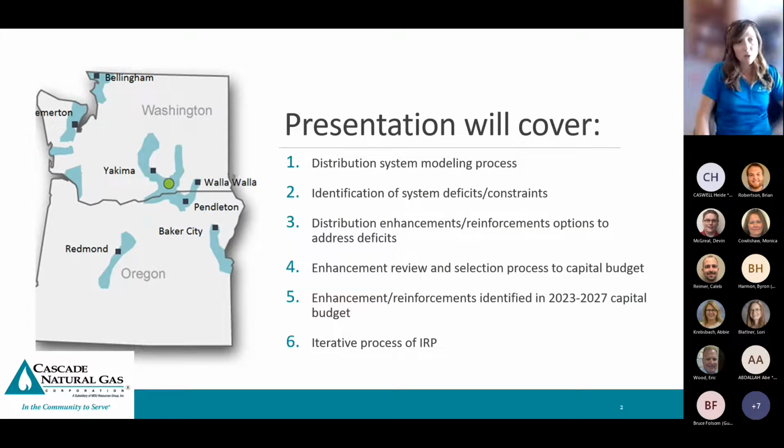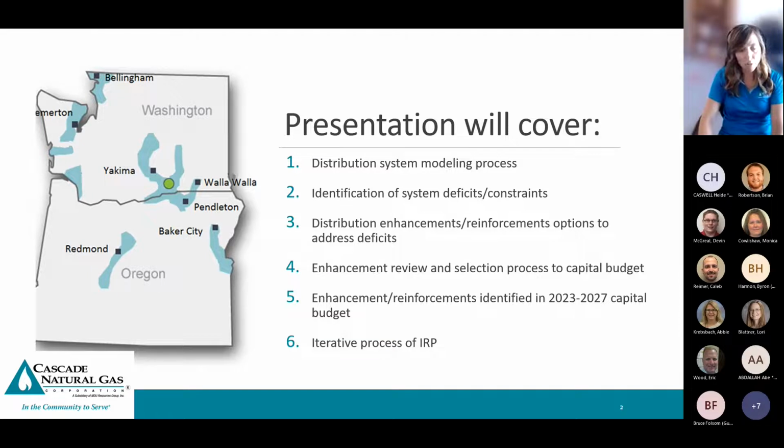So first I'm going to cover what I'm going to go over. This presentation will cover the distribution system modeling process, our identification of our system deficits and constraints, and what we're going to do about those deficits, so enhancement and reinforcement options to address them. And then we're going to go over our enhancement review process and how we select into the capital budget. And then we're going to cover the projects that are in our current IRP, so the 2023 to 2027 capital projects.